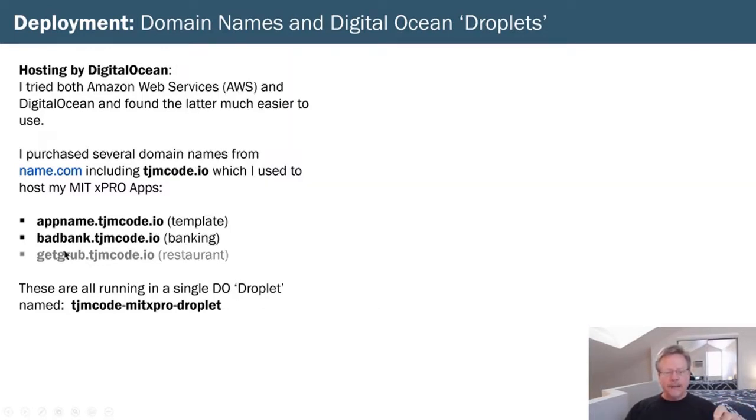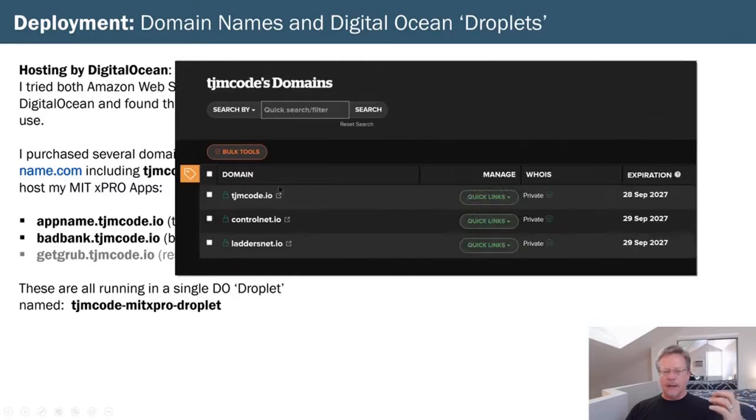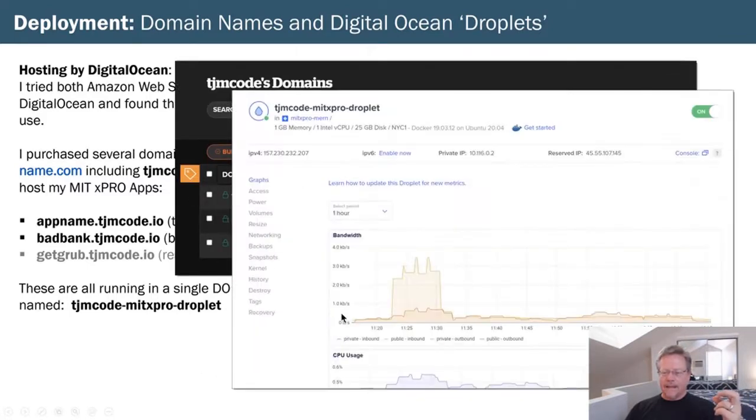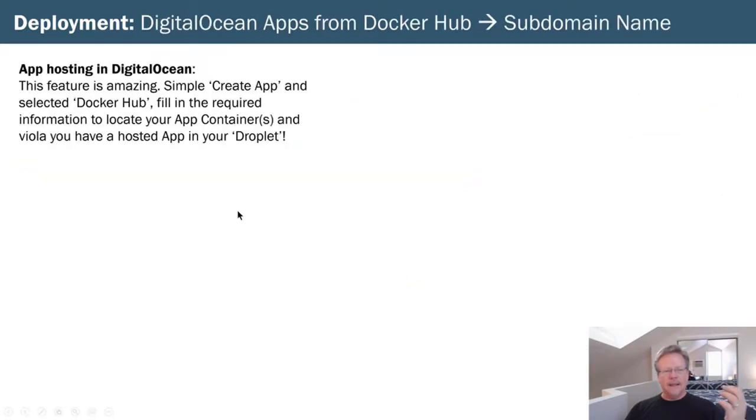I'll talk about why that ended up being a mistake, but I'm trying to build app name and bad bank and get grub, which I didn't finish, but the idea was to just make a production line. I wanted all of these apps running in one droplet in DigitalOcean. So I created my templates, my CI/CDs, my pipelines to get all this done. I went and purchased my domain names, some for the future, and then I went in and created a droplet, very easy.